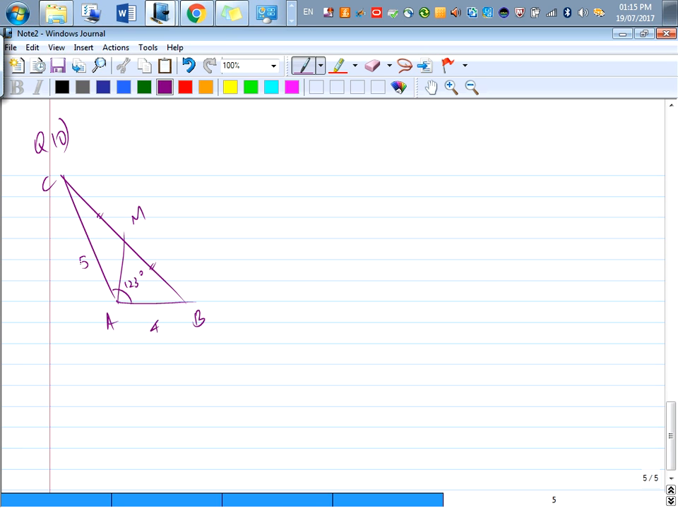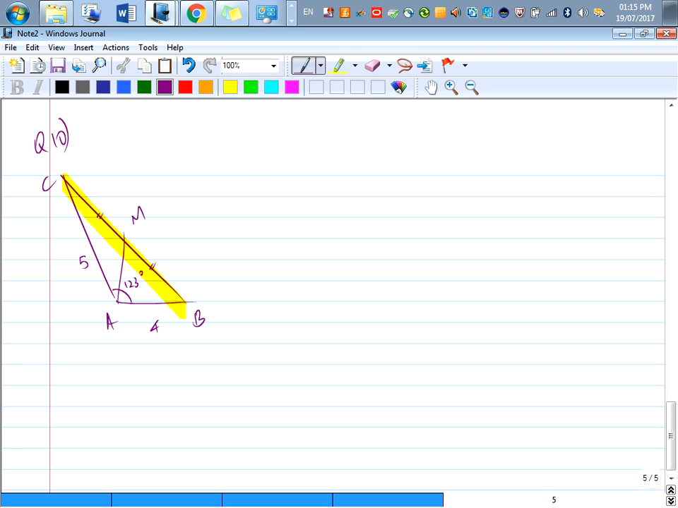Alright, find the length of BC, the highlighted region. How to find? Which rule? Cosine rule, okay. So I'm going to reduce my steps already.